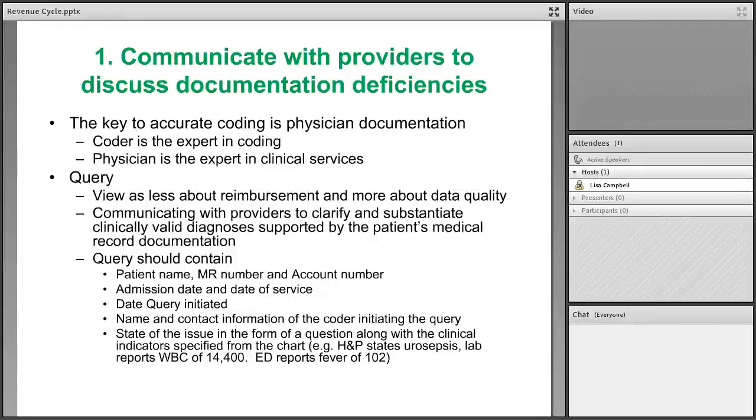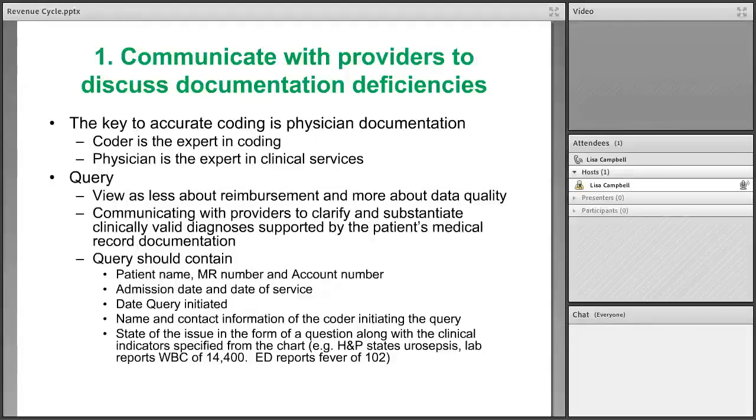Number one, be able to communicate with providers to discuss documentation deficiencies. One of the things that's very important, and you've heard this discussed in other domain reviews, is that accurate coding is going to be based on physician documentation. You want to keep in mind that as the HIM professionals, we are the expert in the coding guidelines, the coding rules, and resources. The physician, their job is to take care of the patients.